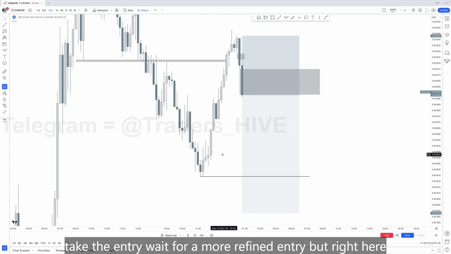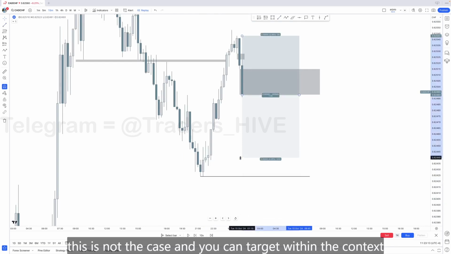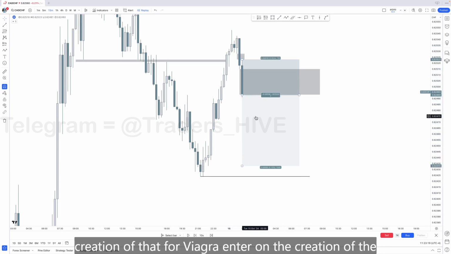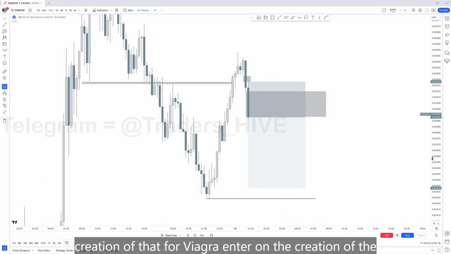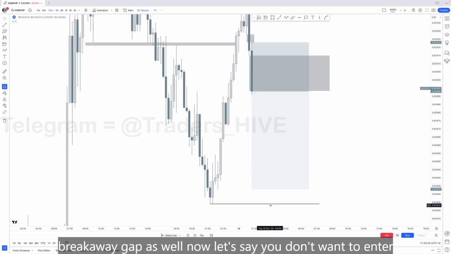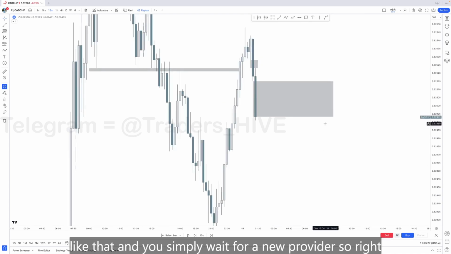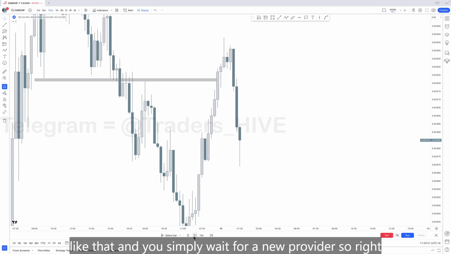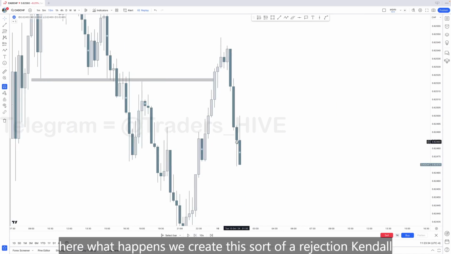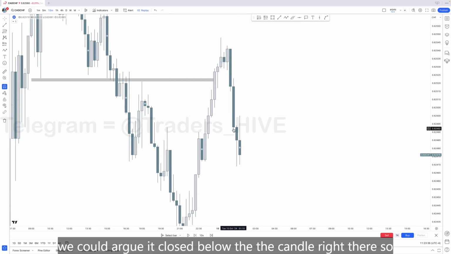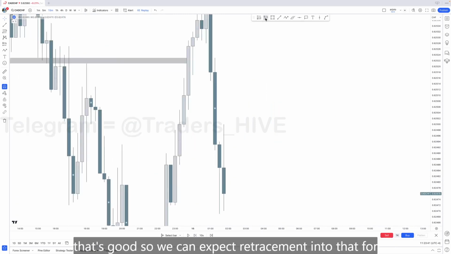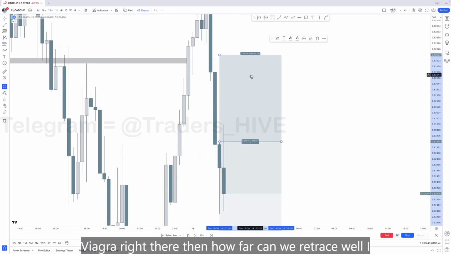But right here, this is not the case, and you can target a 1 to 2 R within the context area, so it's perfectly fine to enter on the creation of that fair value gap, and on the creation of the breakaway gap as well. Now, let's say you don't want to enter like that, and you simply wait for a new fair value gap. So right here, what happens? We create this sort of rejection candle. We could argue it closed below the candle right there, so it's an expansion phase, but it's a rejection right there. That's good. So we can expect a retracement into that fair value gap right there.